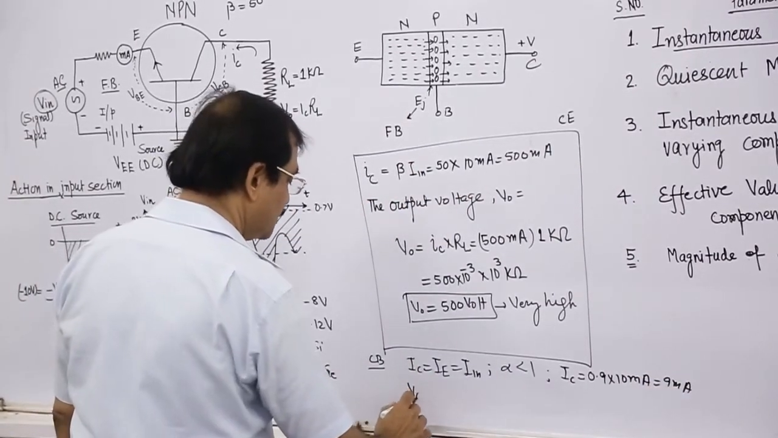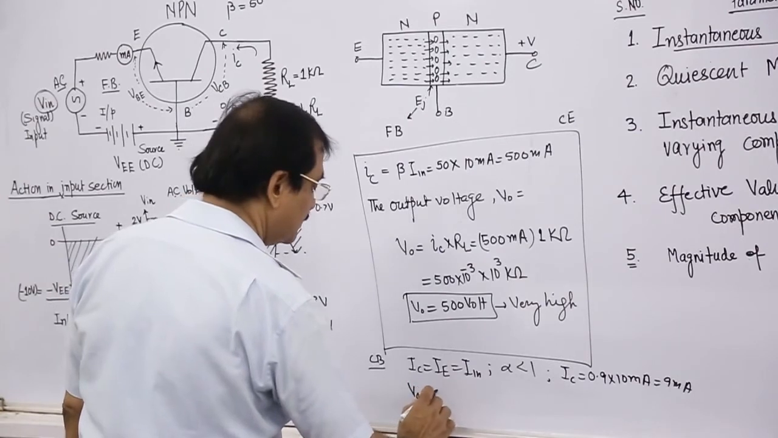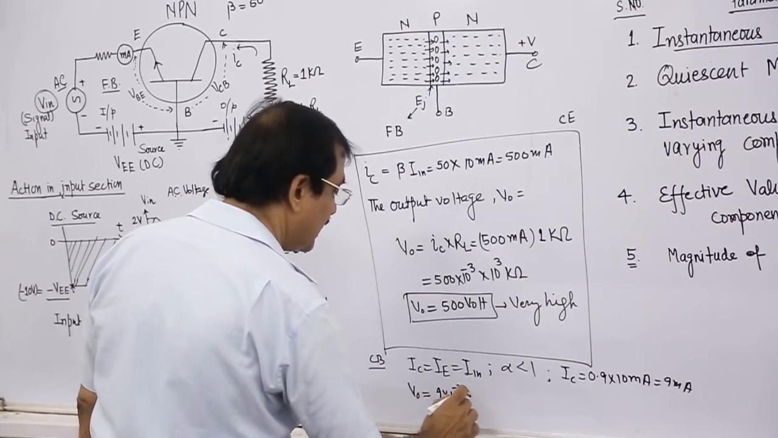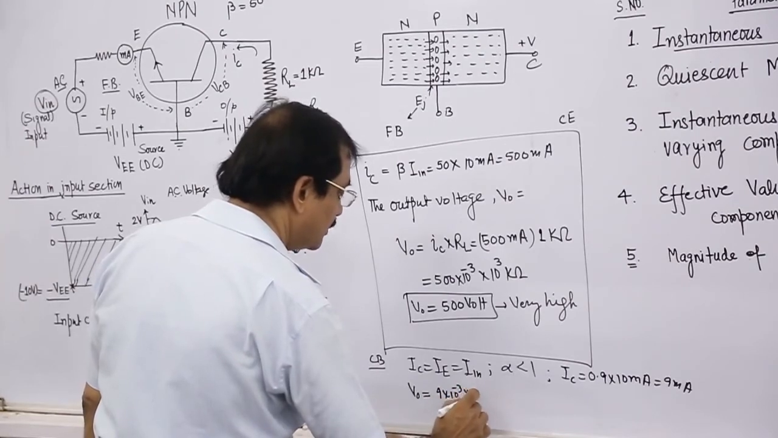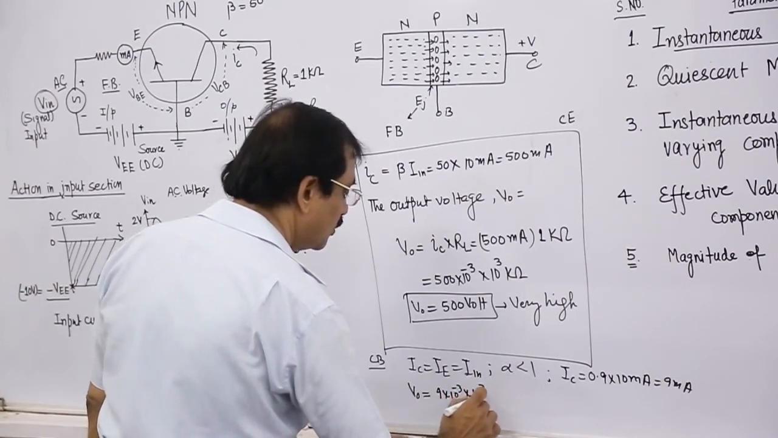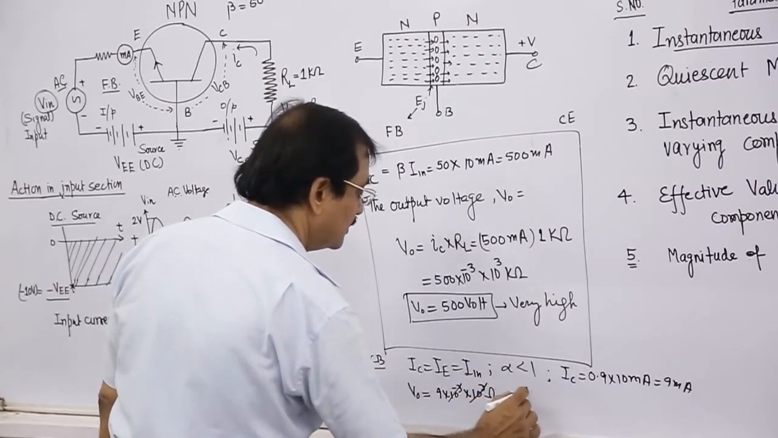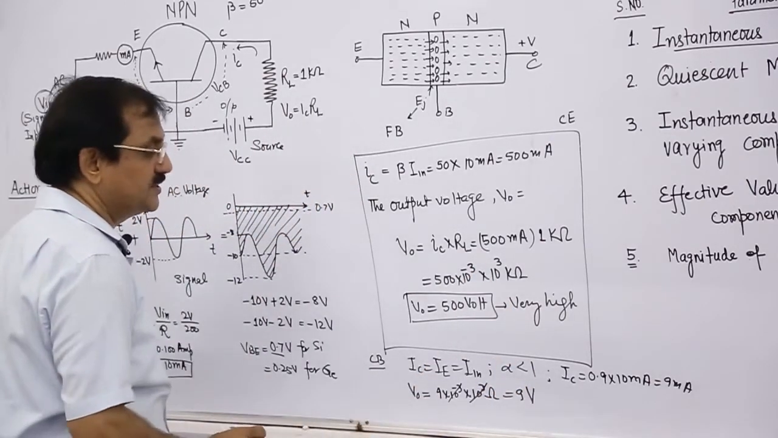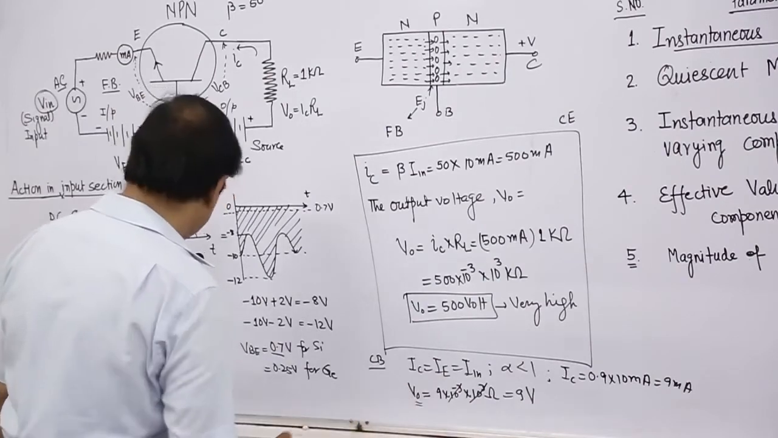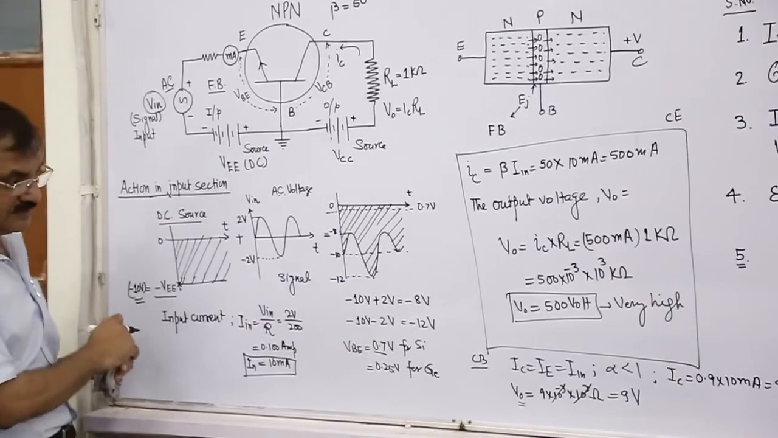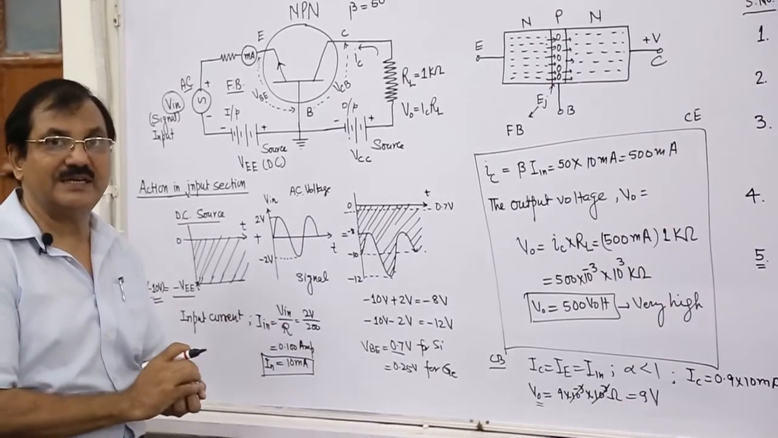And then V0 is equal to 9 into 10 to the power minus 3 and 10 to the power 3 kilo ohm resistance. So this is cancelled. This is 9 volt. The V0 is 9 volt. Here the V input is minus 10 volt.